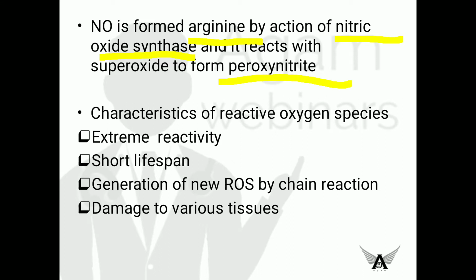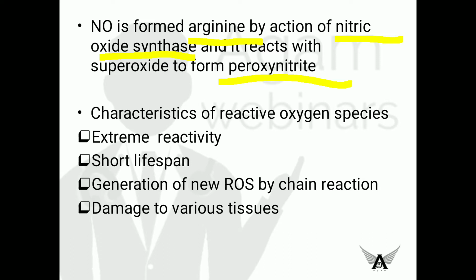There are 4 important characteristics of these reactive oxygen species. First one is their extreme reactivity. Remember, because of this property, we included hydrogen peroxide and singlet oxygen in this group. Next one is their short lifespan. Third point, they generate new reactive oxygen species by chain reaction. What is a chain reaction? Product of one reaction will give rise to another product.